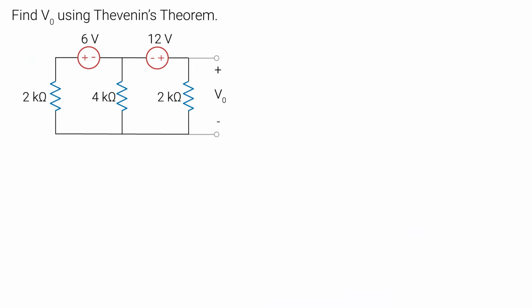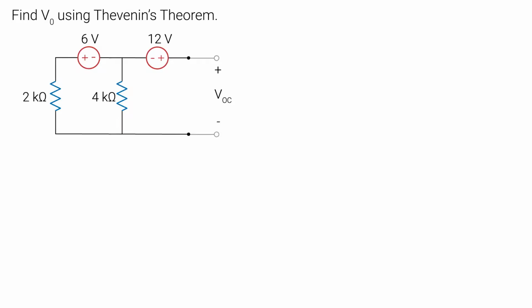Let's start with a nice simple example where we need to find V0 using Thevenin's theorem. We see that V0 is the voltage across this 2K ohm resistor, so that's our load. The first thing we do is remove this load from the circuit so that our circuit looks like this. The next step is for us to figure out the open circuit voltage, VOC, between these points.